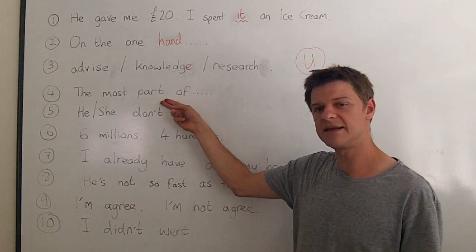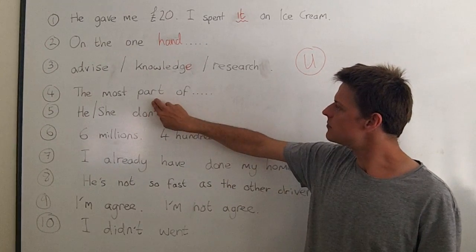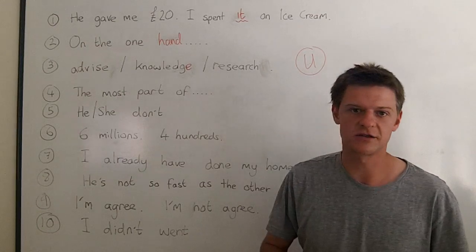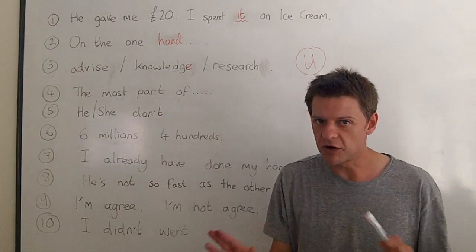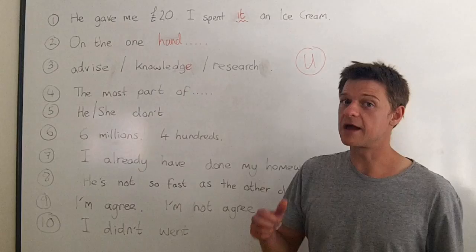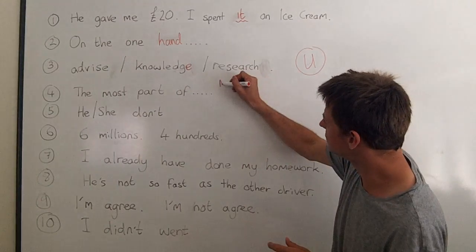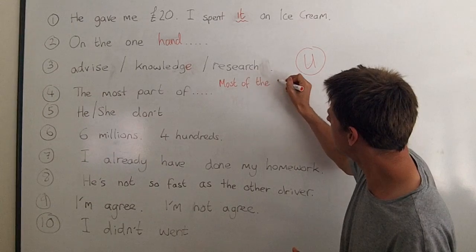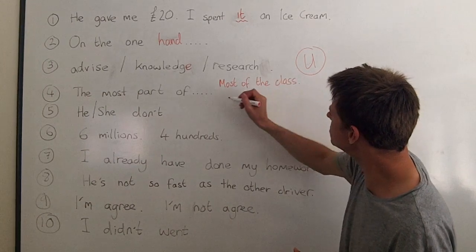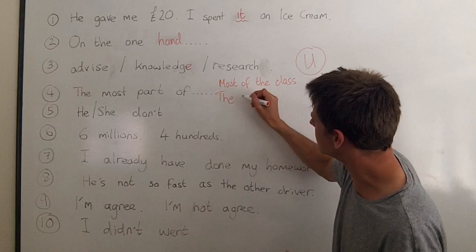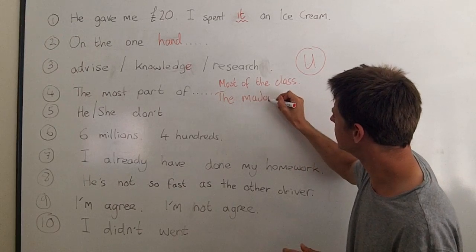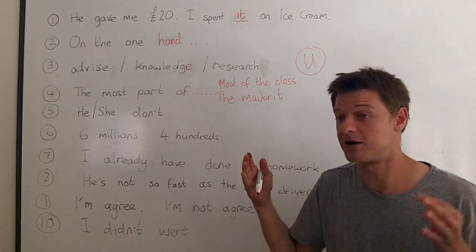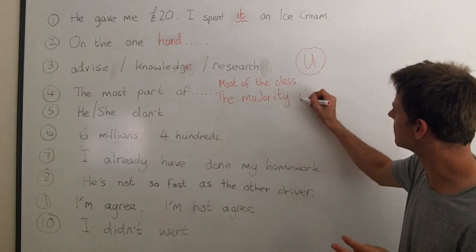The next mistake, one of my students, Sasha, very often makes this mistake, but he's not the only one. I've heard it many times. We don't have an expression the most part of the class. It's not possible. You can say most of the class, or you can say the majority of the class. The majority means the biggest part of, the majority of the class.